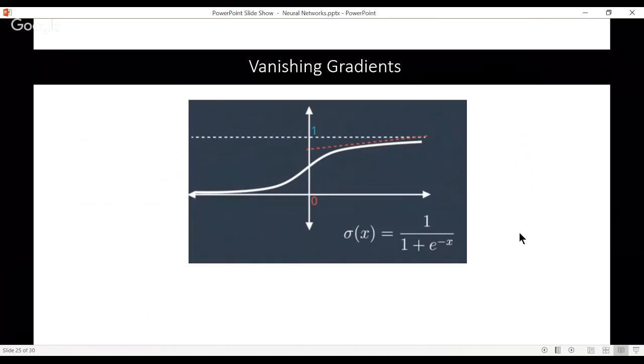Another problem that you might have is vanishing gradients. What are these vanishing gradients? This is the graph of a sigmoid function. As you increase x, the curve of this graph becomes flatter, and it becomes flat very fast on both sides. So the gradient, the derivative of this, is going to be very small because the slope is getting flatter and flatter. What is the significance of this? Why do we care about this?